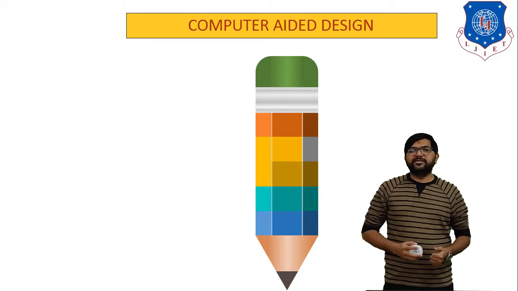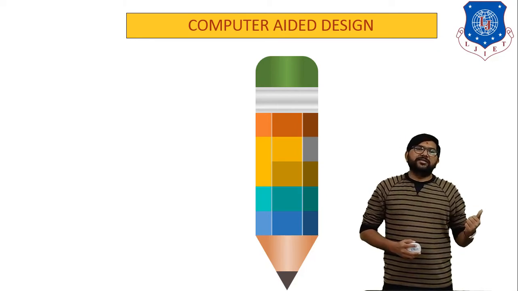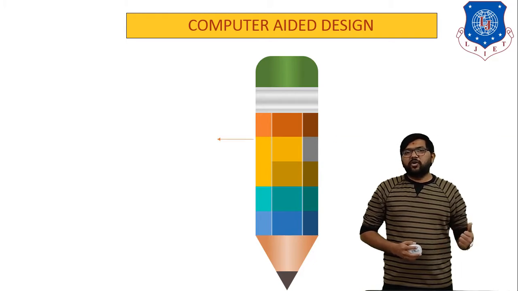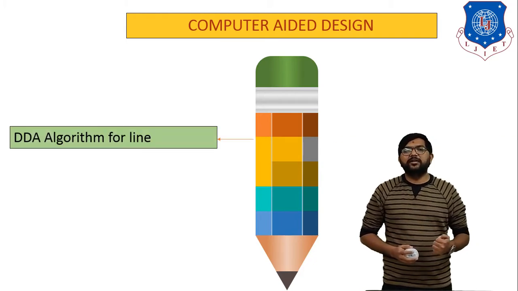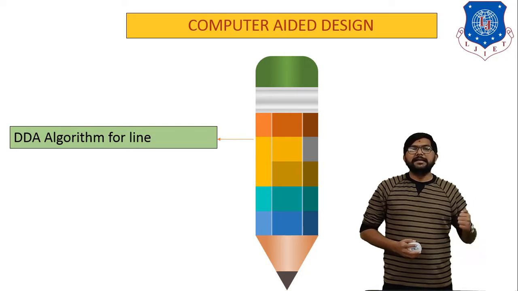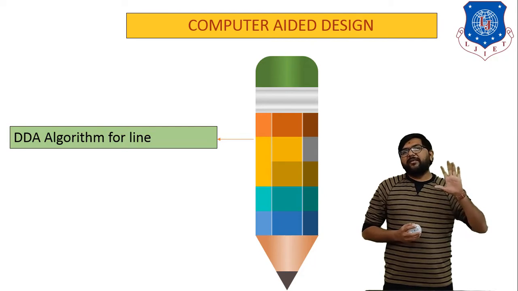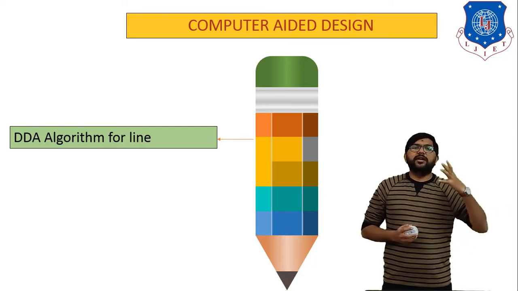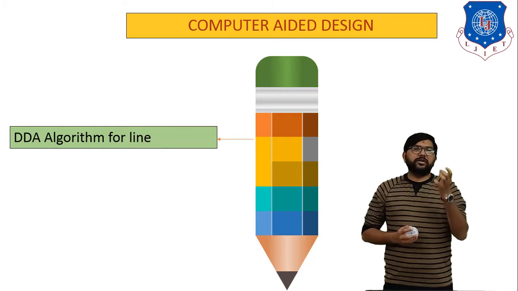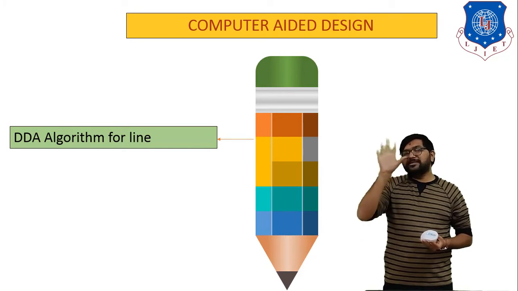So in the last session we discussed some graphic display devices, and in today's session we have to discuss one more topic, that is the digital differential analyzer algorithm for line, that means the DDA algorithm. Now you all know that in graphic display devices, in CAD, computer aided design, we have to draw some drawings in the graphic display device. Clear? So what is the source code running behind the screen?